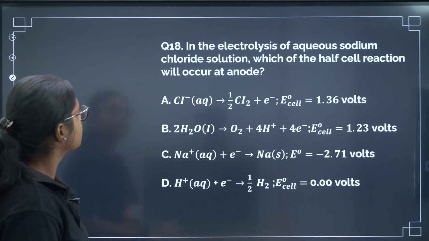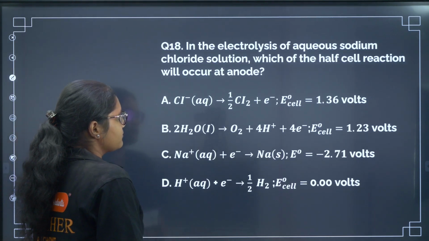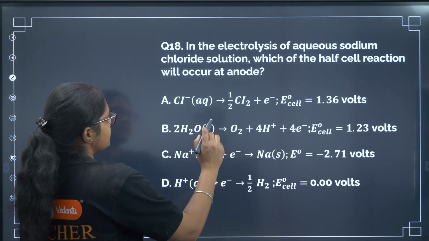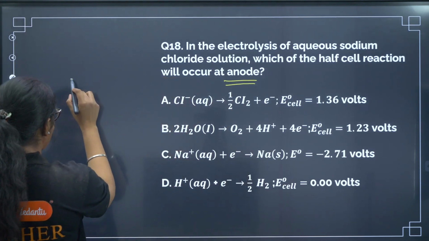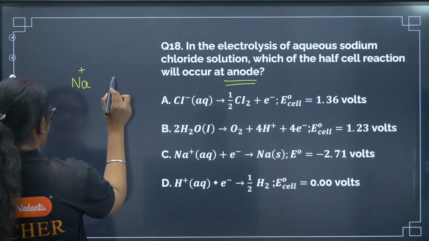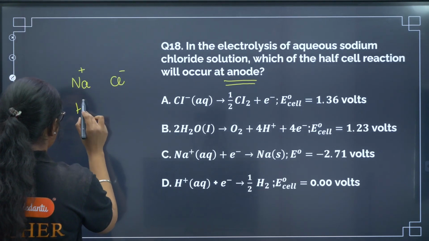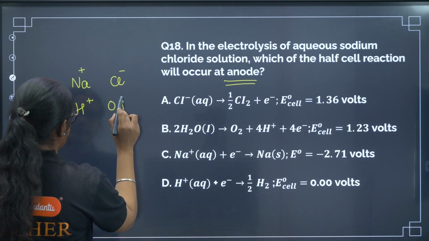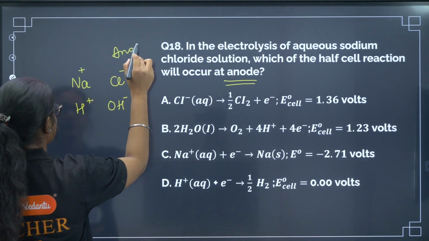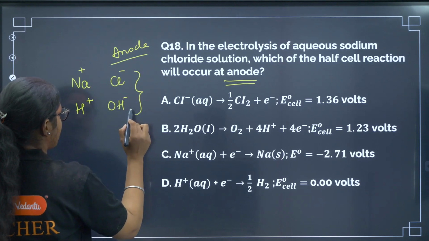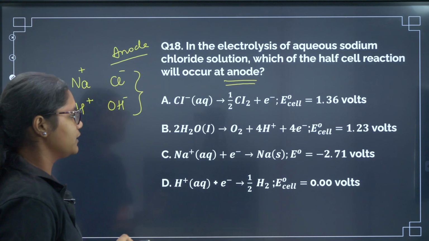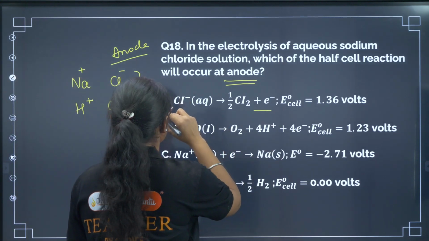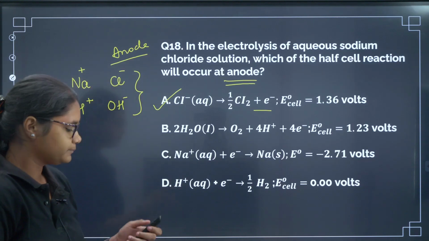Okay, next. Again, from the products of electrolysis, which reaction will occur at anode? Again at the anode we have Na plus and Cl minus, H plus and OH minus. Of these, two will undergo oxidation at anode, but we have already seen in the table that chlorine undergoes oxidation to give you Cl2. So the correct answer for this question is option A.